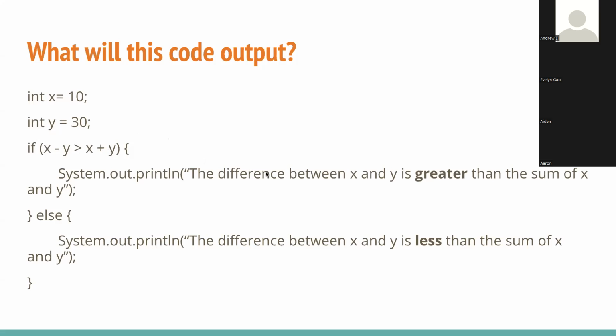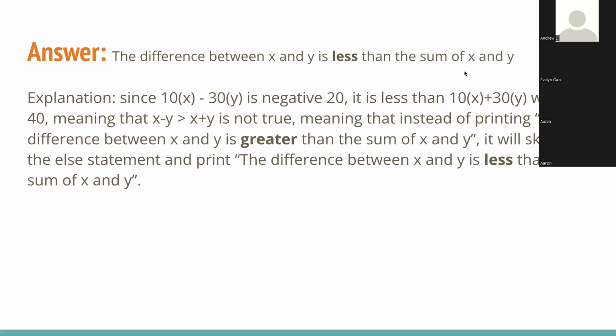So the first if does not execute. We move on to our else statement, which says the difference between X and Y is less than the sum of X and Y. And if we look at our answer, yep, the difference between X and Y is less than the sum of X and Y. The explanation is basically what I just said.